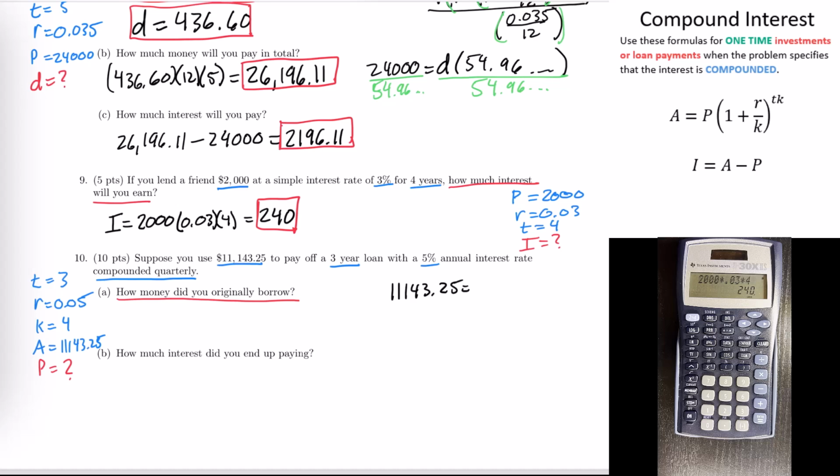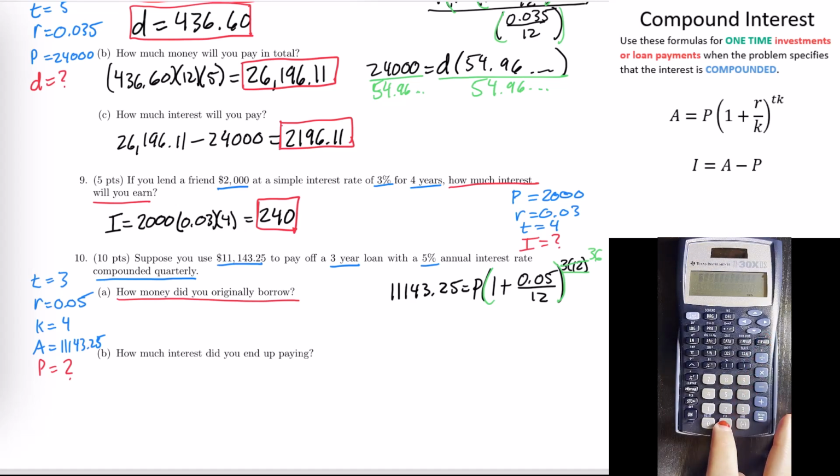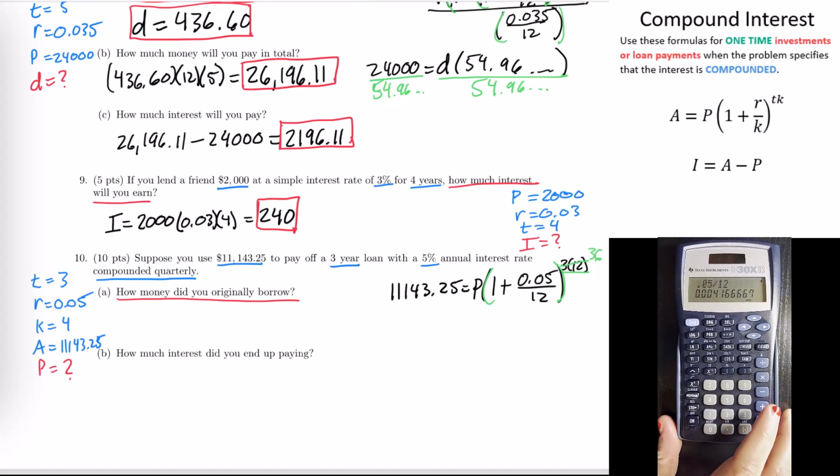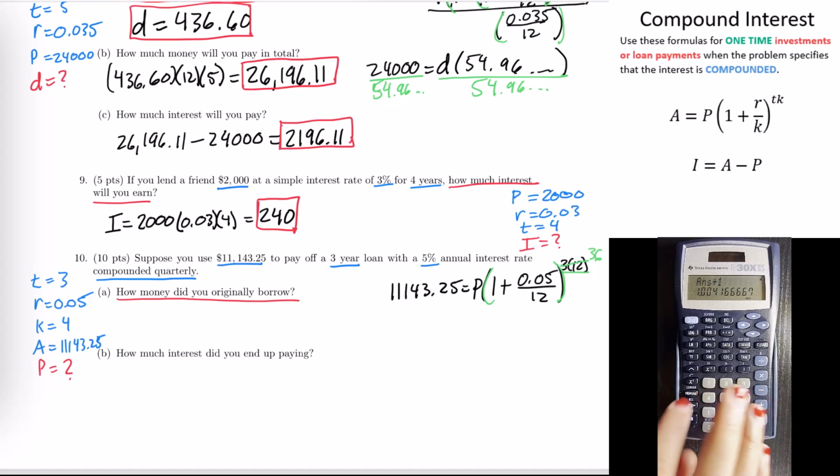$11,143.25 equals the variable P, which is what we're looking for, times 1 plus the interest rate of 0.05 divided by 12 raised to an exponent of 3 times 12. So to simplify this, I'm going to first simplify my exponent. So 3 times 12 is 36. And then I'm going to start working on these parentheses here. So I'll do my division first. So 0.05 divided by 12, that gives me that number. Then I'm going to add that to 1, which gives me that number. And then I'm going to raise that to an exponent of 36.